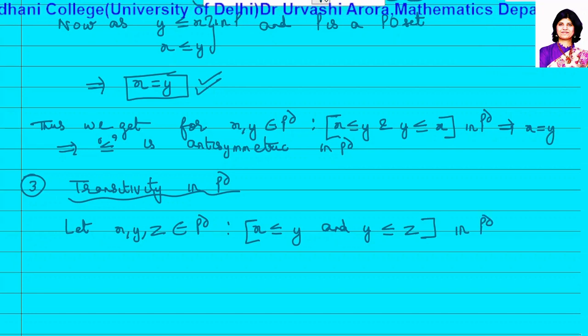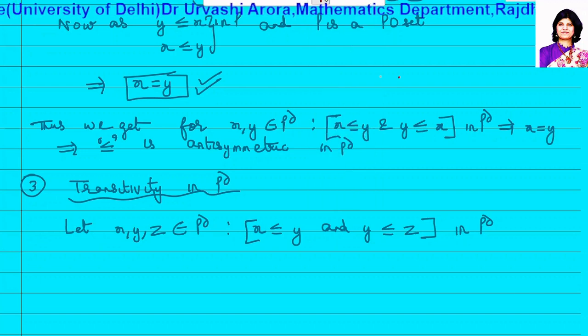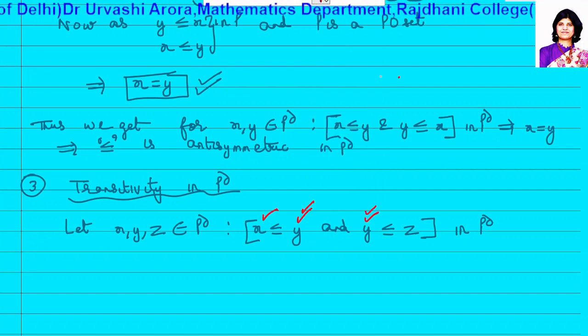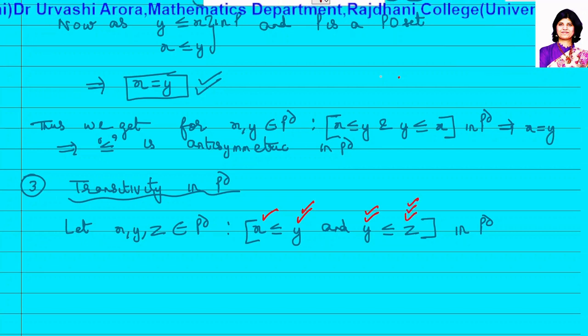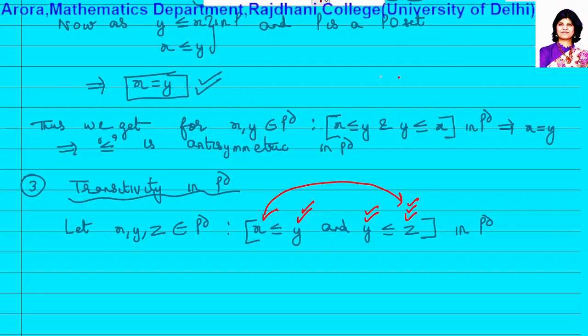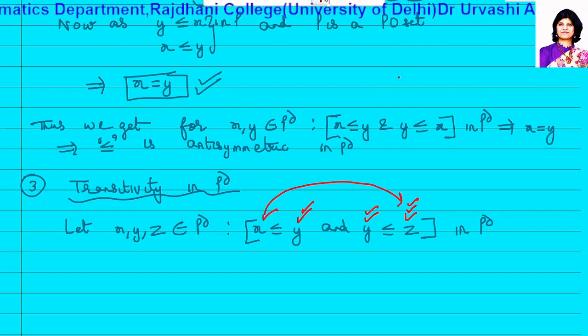So what is it that we have? We have that the first element is related to the second, and the second element is related to the third. And basically what do we have to show? We have to show that the first element is related to the third, that is x is related to z in P dual. So this is what we have to show.